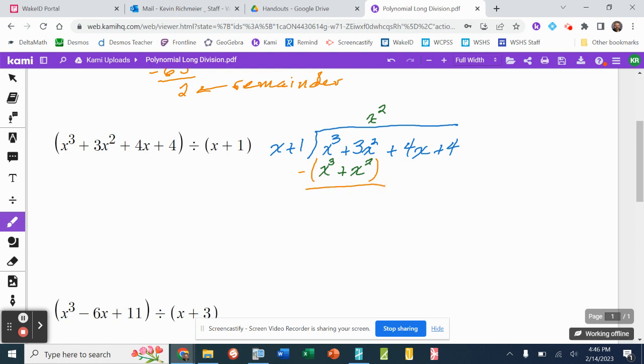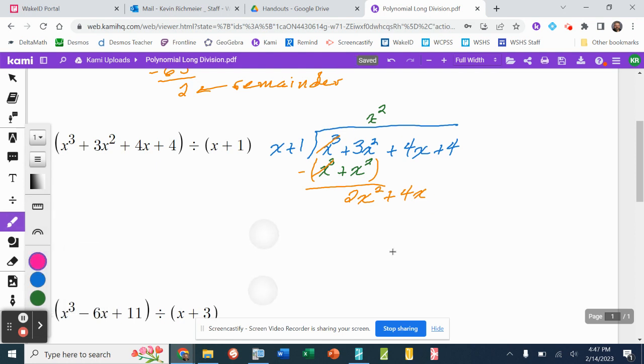So we're going to look at this. And so some people like to take and distribute it and then add. It is entirely up to you. But really what I'm doing is I'm saying x cubed minus x cubed. So those are going to cancel out. Those will be eliminated. All right. And then I have 3x squared minus x squared. So this is going to be 2x squared, because remember, I am subtracting here. Then just like above, I'm going to bring down that next term, plus 4x. Or you can think about it as I subtracted 0 from it.